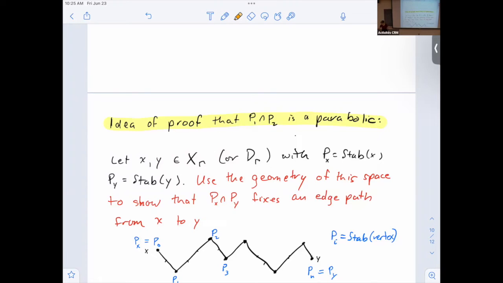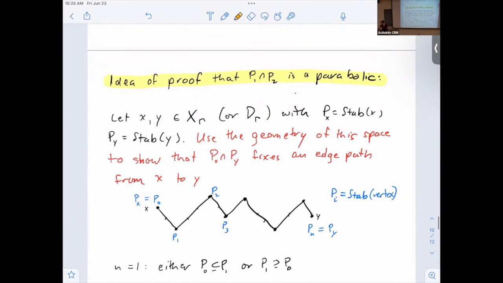All right, so now let's look. So P sub X fixes X, P sub Y fixes Y, and I claim that the intersection has to fix an edge path because it fixes both ends. All right, so here's my edge path. What does an edge path look like? Well, because it comes from a partially ordered set, as we travel along the path, we're always traveling along an edge that is either a downward edge or an upward edge, depending on whether we're making our coset smaller or larger.